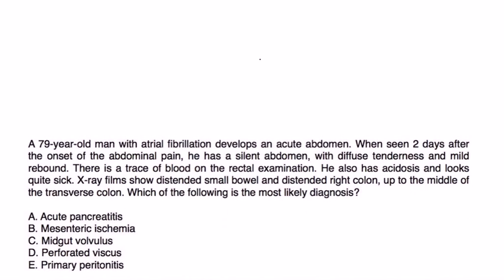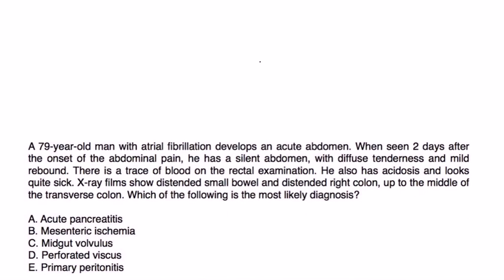So let's look at some clinical vignettes, see what this looks like as a patient presentation. A 79-year-old man with atrial fibrillation develops an acute abdomen. When seen 2 days after the onset of abdominal pain, he has a silent abdomen with diffuse tenderness and mild rebound. There's trace of blood on the rectal exam. He has acidosis and looks quite sick. X-ray film shows distended small bowel and distended right colon up to the middle of the transverse colon. Which of the following is the most likely diagnosis?